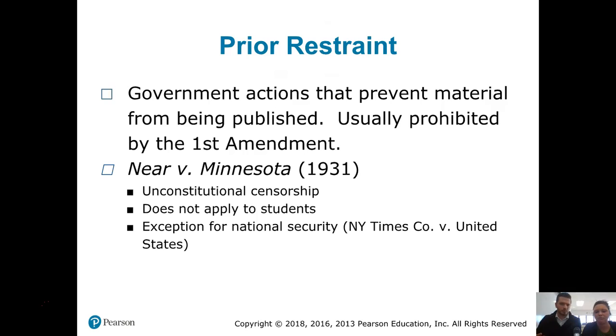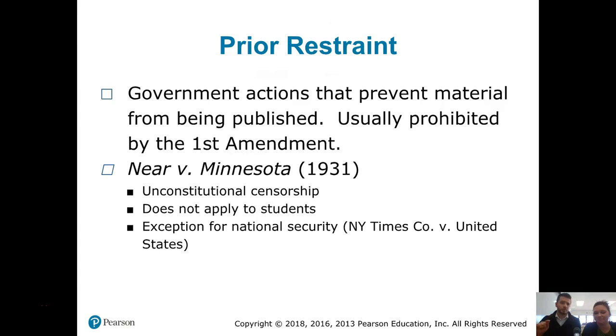Again, it's not important what the article was about, but the Court decided that it was unconstitutional to censor it, and that is called prior restraint, when they pull articles before they're actually published, prior to publishing. And the New York Times Company versus United States down here, that was about the Vietnam War.